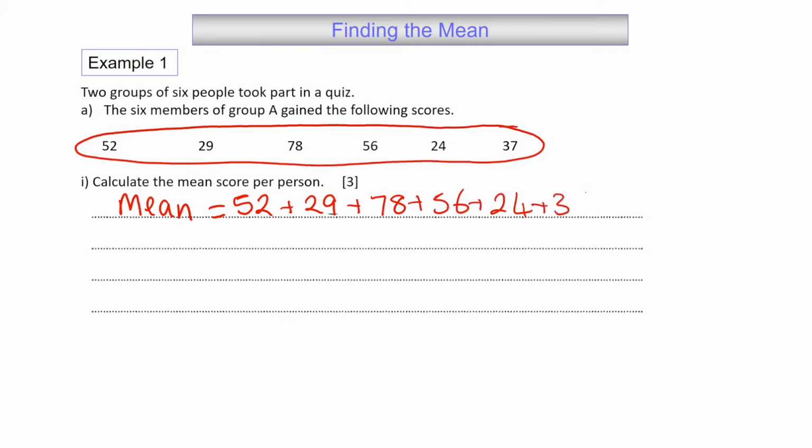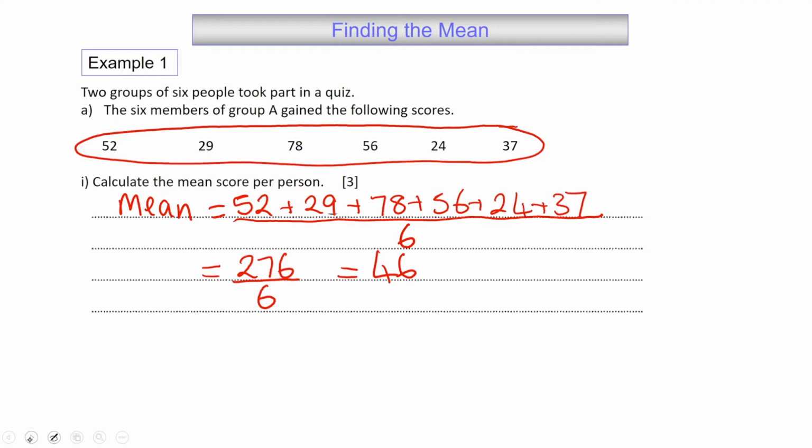And as I said, you are allowed a calculator. So first of all, we'll be adding those up, and then you divide by however many there are. So here there are 6 people. So we're going to be dividing by 6 because there are 6 numbers there. And the answer that we get is 46.